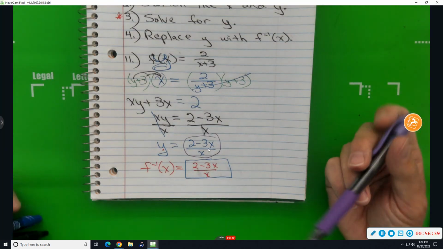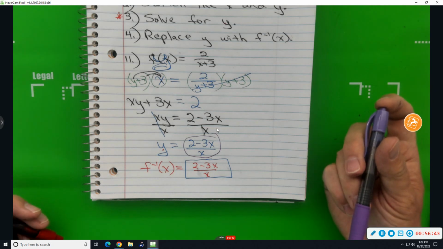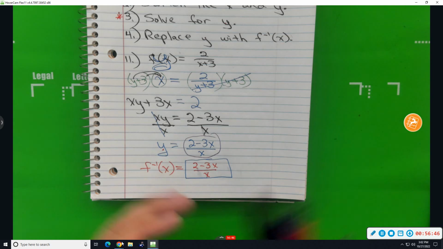Oh, it looks so messy. It looks terrible, I know. Oh. Well, maybe there's another one that I can do that'll look neater. Let's see.